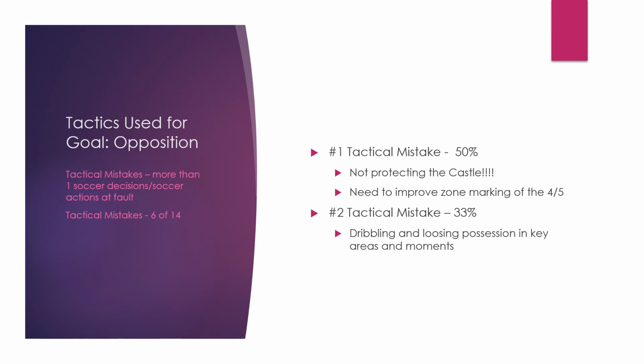Where do most goals come from? In front of the goal. Where do our 4 and 5 have to be? In front of the goal. You have a fullback out to the side for a reason. You have to rely on that fullback to delay, and you have to rely on your midfield to run back and go help and create an overload in order for us to win back the ball or to get the ball out. The number 2 tactical mistake, 33%, was dribbling and losing possession in key areas and moments.